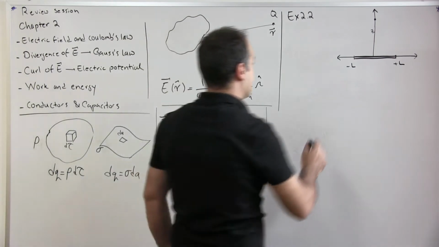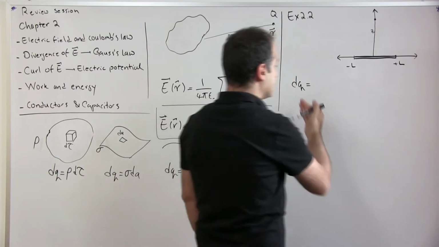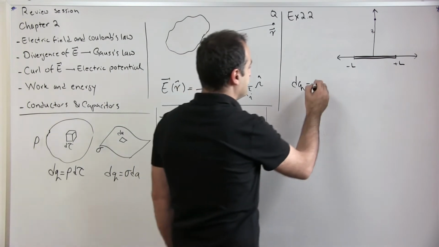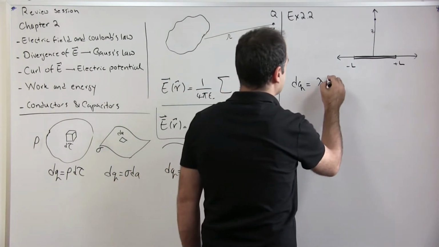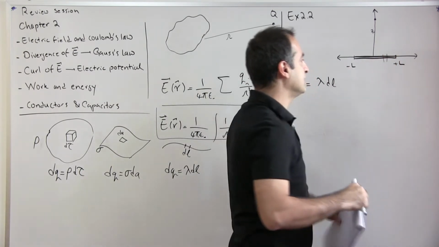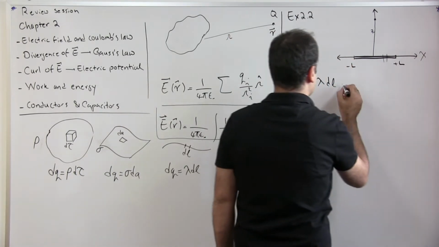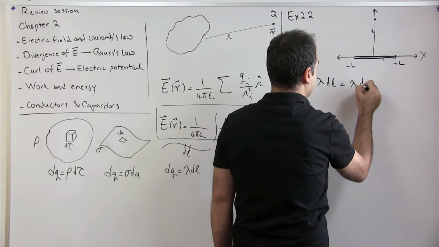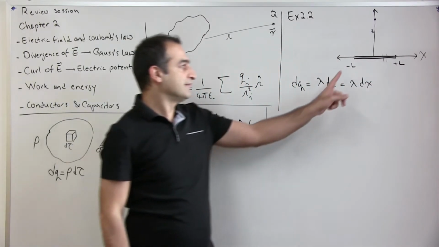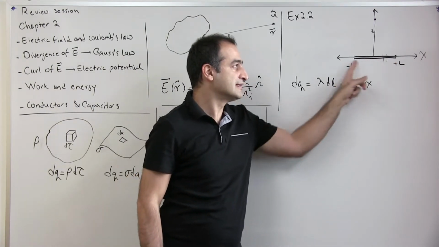For instance, here, if you want to do this integral, dq is a line charge distribution. So you have the uniform linear charge distribution times dl. What is dl? dl is a small infinitesimal length here. If this is the x-axis, dl should be dx. So dq is lambda dx. And you have to carry the integral from this point, positive L to negative L, or vice versa. So the integral runs over this length.